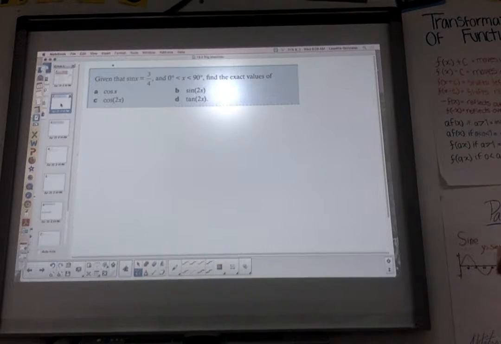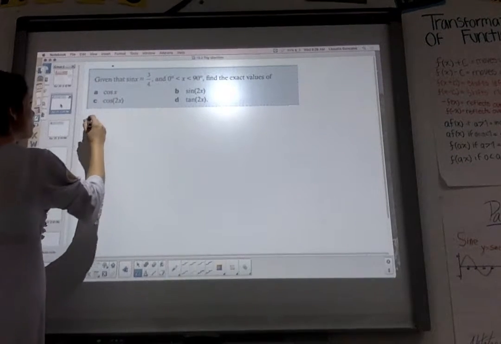Find the exact values of whatever. Okay. Alright, guys. Let's do them all.